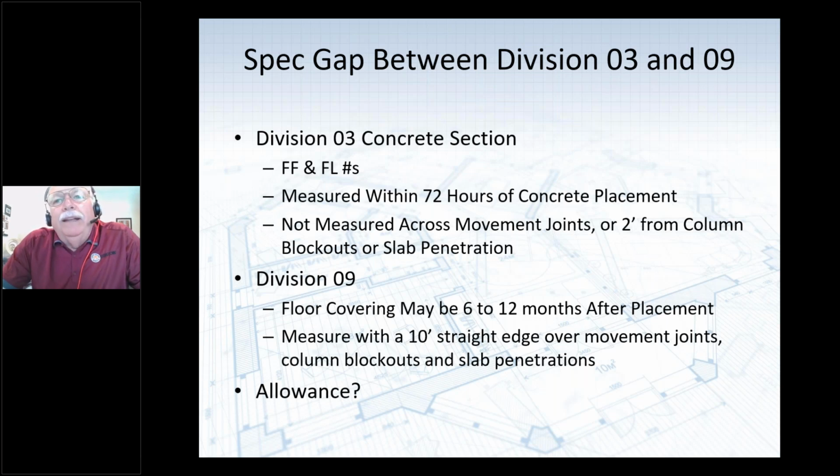Also, the flooring could be done anywhere from 6 to 12 months after placement. You may get some warping, curling in that slab. So we have to kind of marry these two and make sure that we get a nice flat floor. So you have to think about that as you're doing your specifications. Are you putting an allowance in the flooring specifications, your 9300 for the tile, to flatten those floors, to grind, to patch, to self-level?